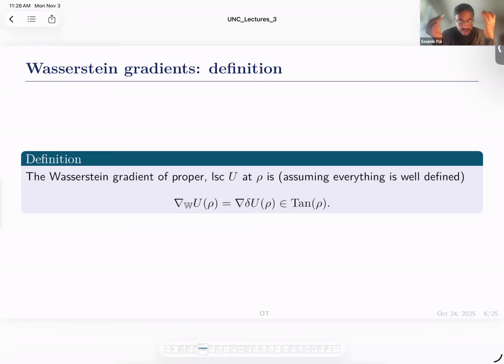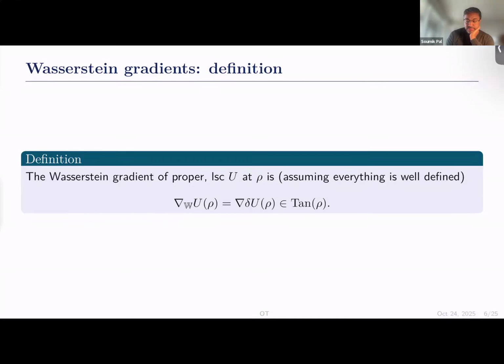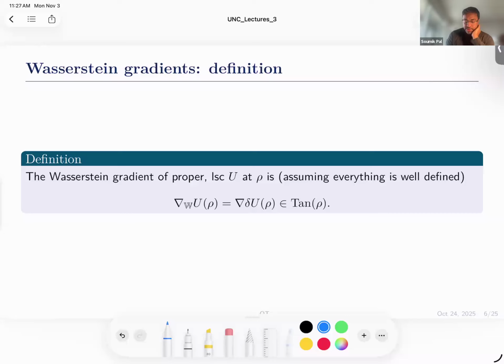So if I have a proper lower semi-continuous function u, and rho is in the domain of this function, assuming everything below is well defined, you should define the Wasserstein gradient as the gradient of the first variation of u at rho. Now this is a form of a gradient. Therefore, this is in the tangent space. You have to guarantee that this is actually L2 square integrable to be in the tangent space, but I am assuming everything is well defined.